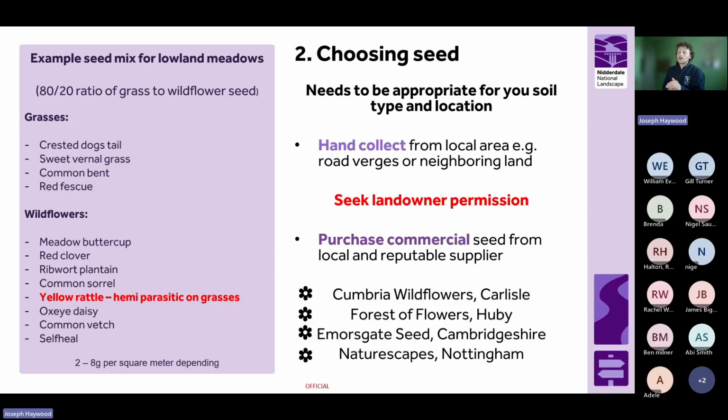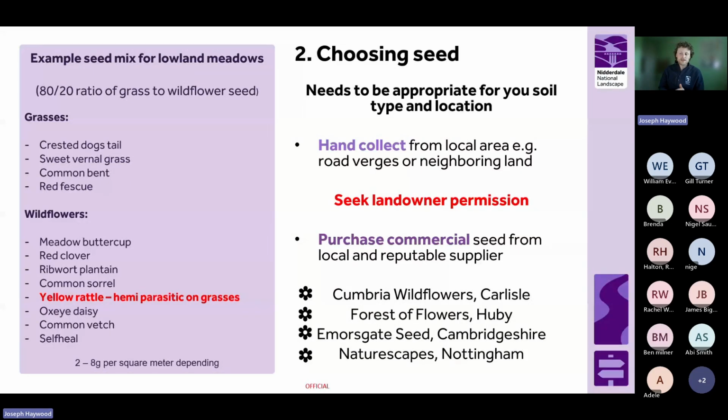So really nice, good combination of four grasses there. And you've got your kind of general wildflower species such as buttercup and red clover. So these first five, buttercup, red clover, ribwort plantain, common sorrel, and yellow rattle, they're the big five that I really want to collect and spread onto another meadow.